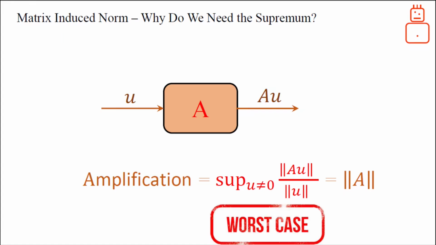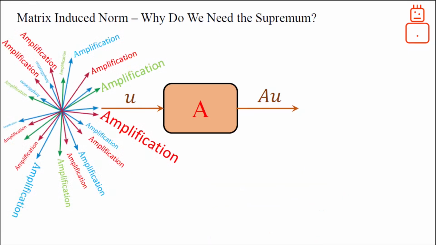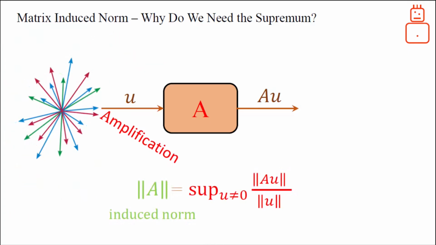This explains why the Supremum appears in the definition. Since the amplification changes with the input direction, the induced norm is defined as the largest amplification achievable. It provides a single number that completely characterizes the maximum gain of the matrix.